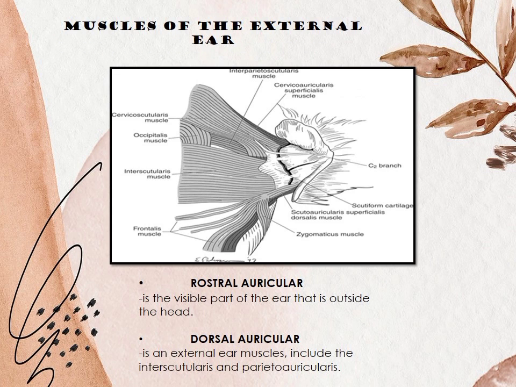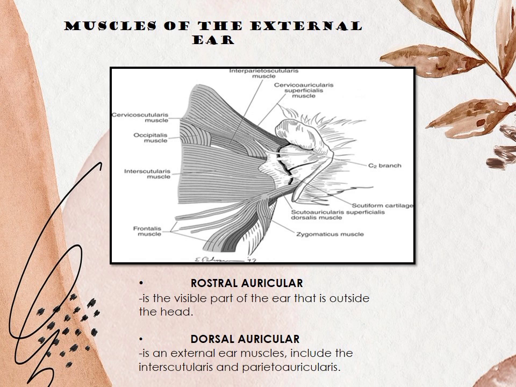Moving on are the muscles of the external ear. The auricular muscles are divided into 4 groups, namely the rostral group, dorsal group, yung caudal group, and the ventral group. These muscle groups are connected to a flat L-shaped sesamoid cartilage located rostrodorsal to the external ear canal. The first one is the rostral auricular, which means it is the visible part of the ear that is outside the head.